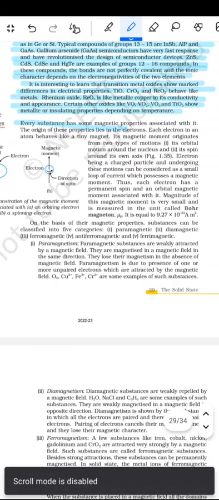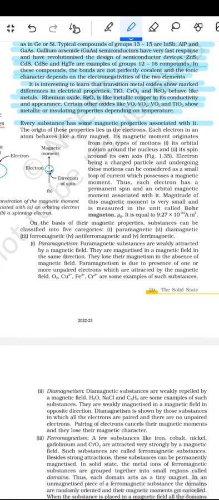Every substance has some magnetic property associated with it. The origin of each property lies in the electrons. Each electron in an atom behaves like a tiny magnet. Its magnetic moment originates from two types of motion: its orbital motion around the nucleus and its spin around its own axis. An electron, being a charged particle and undergoing this motion, can be considered as a small loop of current which possesses a magnetic moment. Thus, each electron has a permanent spin and an orbital magnetic moment associated with it. The magnitude of this magnetic moment is very small and is measured in a unit called the Bohr magneton. It is equal to 9.27 × 10⁻²⁴ ampere meter square.